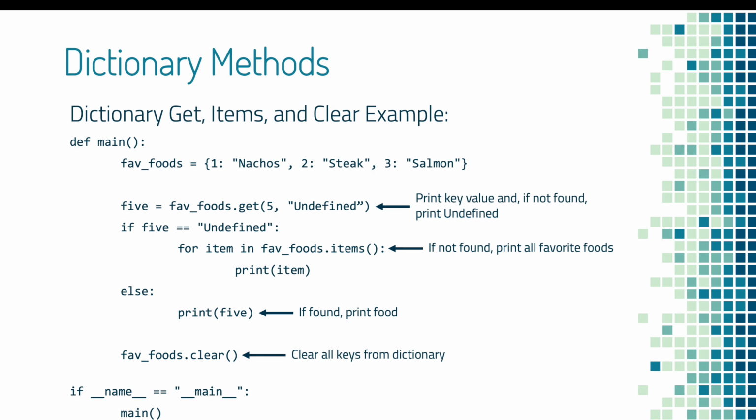So example here, if I said something like, here's our favorite foods, we have one is nachos, two is steak, three is salmon, and I say 5 equals favfood.get(5). If it's undefined, which in this case it is because we don't have 5 favorite foods, then for item in favorite foods dot items, we're going to print it out. And it's going to print out 1 nachos, 2 steak, 3 salmon. It's going to go through and say, hey, I don't know where you got 5, but we're going to print all the ones out. If we did happen to have 5 favorite foods, it would just print out our 5th favorite food. Then at the very end, if we want to clear the favorite foods, we just do favfoods.clear, just like that.